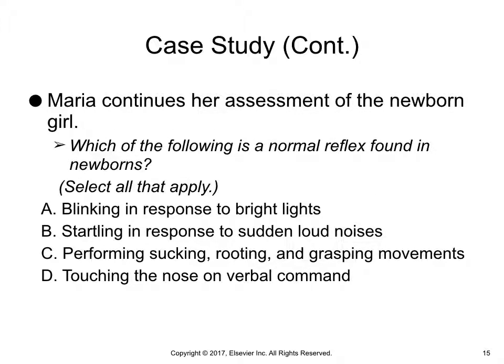Case study. Maria continues her assessment of the newborn girl. Which of the following is a normal reflex found in newborns? Select all that apply. A. Blinking in response to bright lights. B. Startling in response to sudden loud noises. C. Performing sucking, rooting, and grasping movements. D. Touching the nose on verbal command.